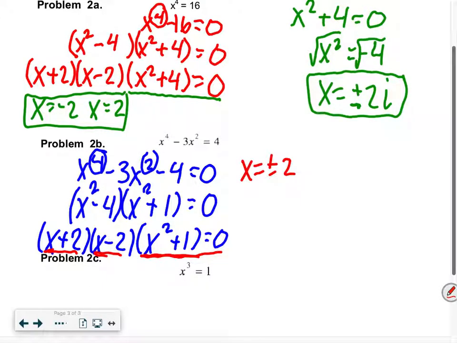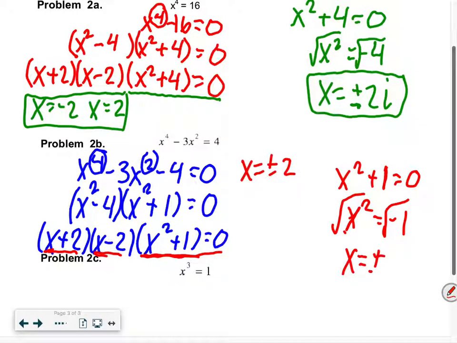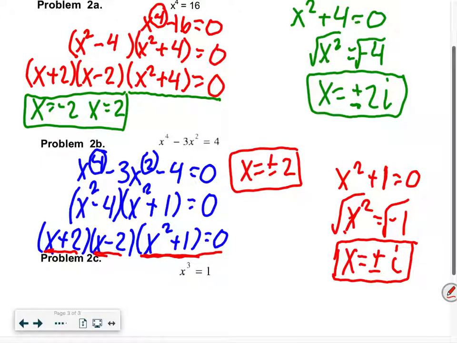Then set up this equation: x squared plus 1 equals 0. So now can we leave it like that too? X equals plus or minus i. So x squared equals -1. Square root, plus or minus i. Do I have 4 answers? Yes, 2 with the 2 and 2 with i. Your largest exponent tells you how many you have, the degree of your equation.